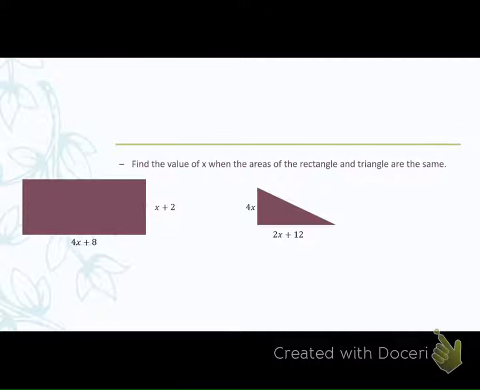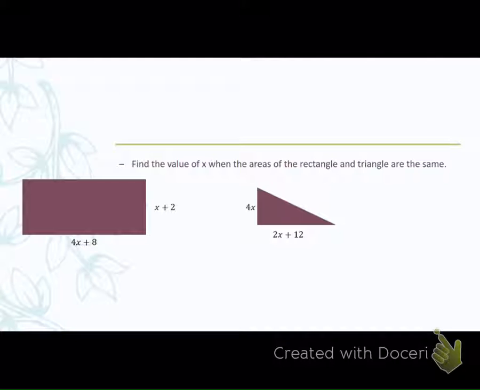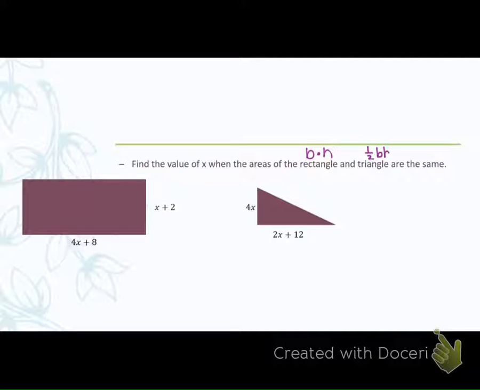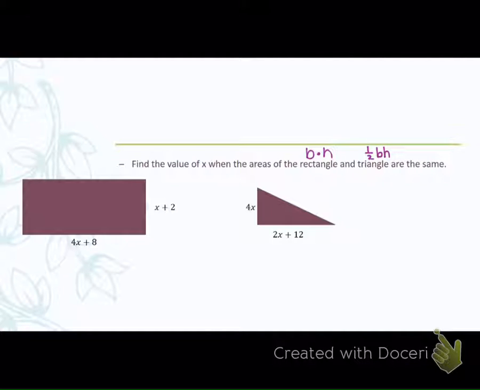Last problem is very challenging. It says find the value of x when the areas of the rectangle and triangle are the same. The area of a rectangle is base times height, and the area of a triangle is 1/2 base times height. The same in math means equal. So the area of the rectangle needs to be the same as the area of the triangle.